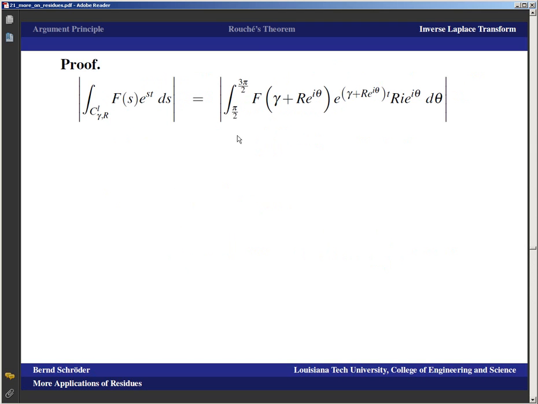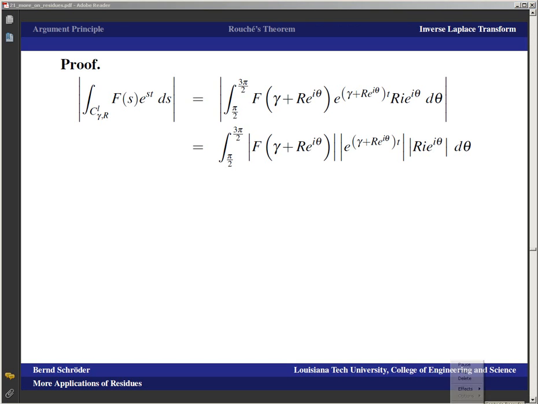And if we integrate along a left half, that would mean our theta goes from pi halves to 3 pi halves. And we just stick in a parameterization: F of gamma plus r e to the i theta, times e to the gamma plus r e to the i theta t from here. And then, of course, we have to take the derivative with respect to theta, which is r i e to the i theta d theta. I think now we push the absolute value inside. Yes, we do. And that, of course, is not equal. That's a less than or equal.